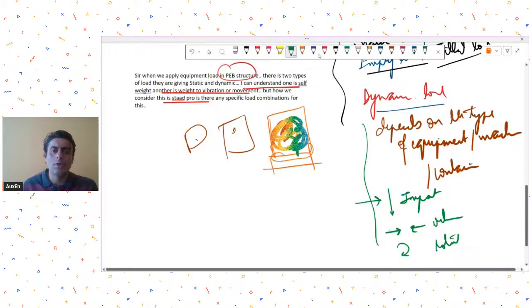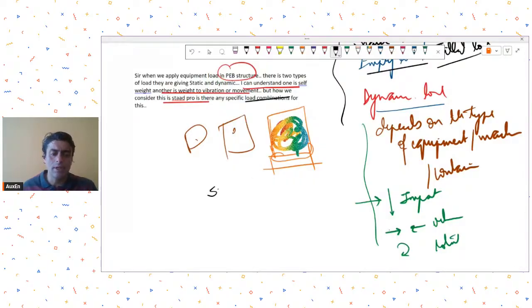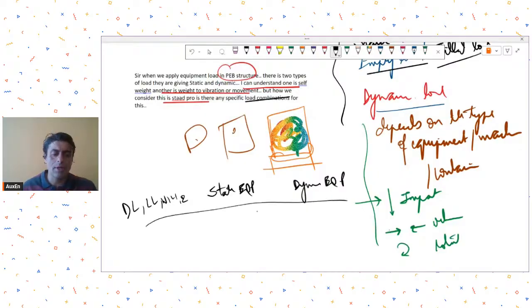Now how to apply it? You can make two different load cases, as you rightly pointed out. Now there is no set rule on how to take all these things into consideration, but one of the ways could be that you make a static equipment load case and a dynamic equipment load case, and then you have your dead loads, live loads, wind, earthquake, etc., and then you combine the different load cases with different combinations. Clear?